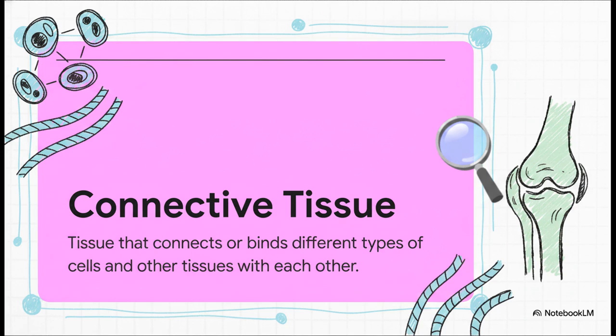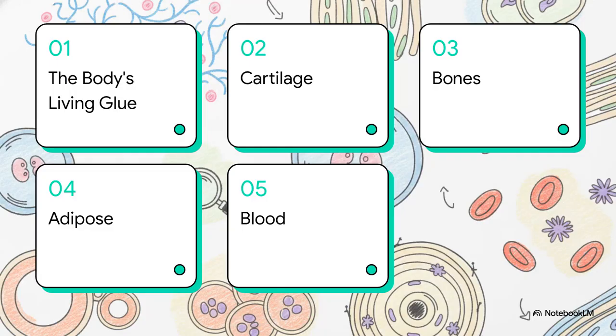Connective tissue is exactly what it sounds like. It's specialized tissue that connects and binds different cells and organs together. But it's not just some simple biological glue. It's an incredibly complex network that relies heavily on an extracellular matrix to hold major structures, like your tendons, firmly in place. Here is our roadmap for today.